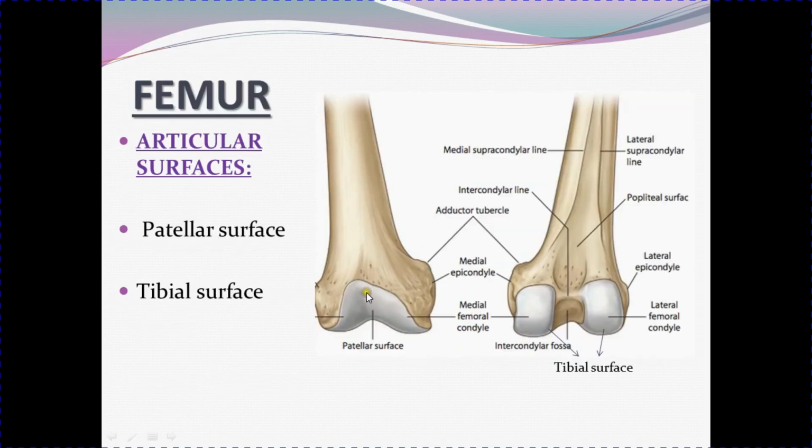The lower end has two articular surfaces. It has a patellar surface. You can see over here, this is the patellar surface. Over here, the bone patella is articulating. It has tibial surfaces. The condyles' inferior surfaces and the posterior surfaces articulate with the tibia, so they are called as tibial surfaces. It has two articular surfaces, patellar and tibial.